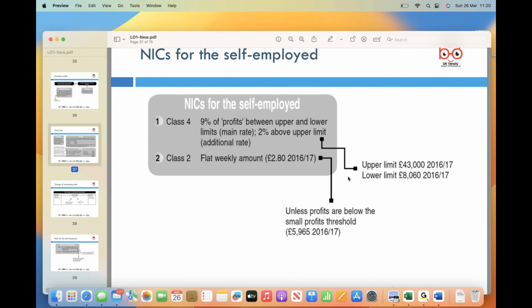So class 2 is a flat weekly amount, which is at a rate of £2.80 per week in the 16-17 tax year. If profits are below the small profit threshold of 5,965 in the 2016 year, then no class 2 national insurance contributions are payable.